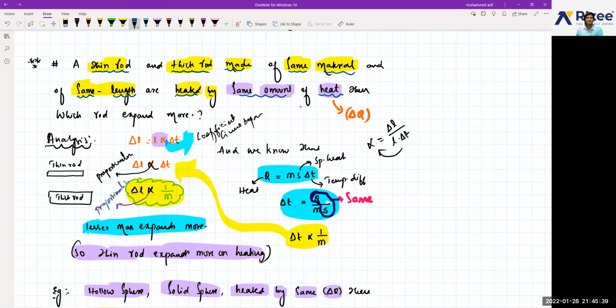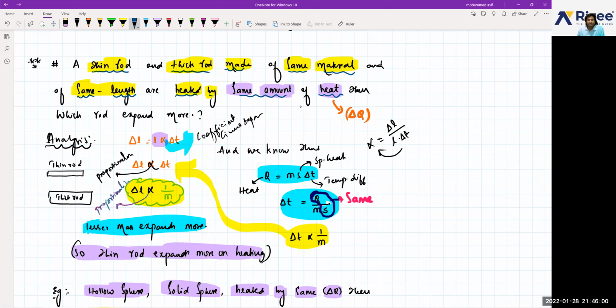Very, very important. Again, same concept. We have a thin rod and a thick rod, made up of the same material and of the same length. They are heated by the same amount of heat. Which rod will expand more is the question. Note it is the same amount of heat, not the same temperature difference.